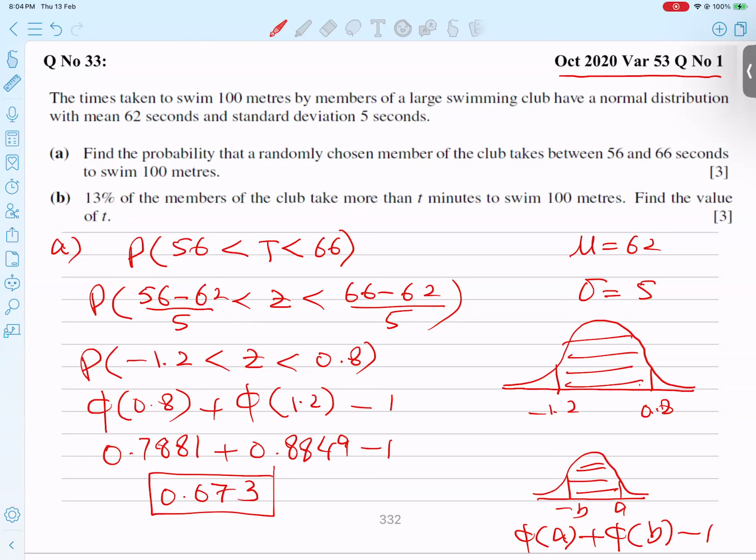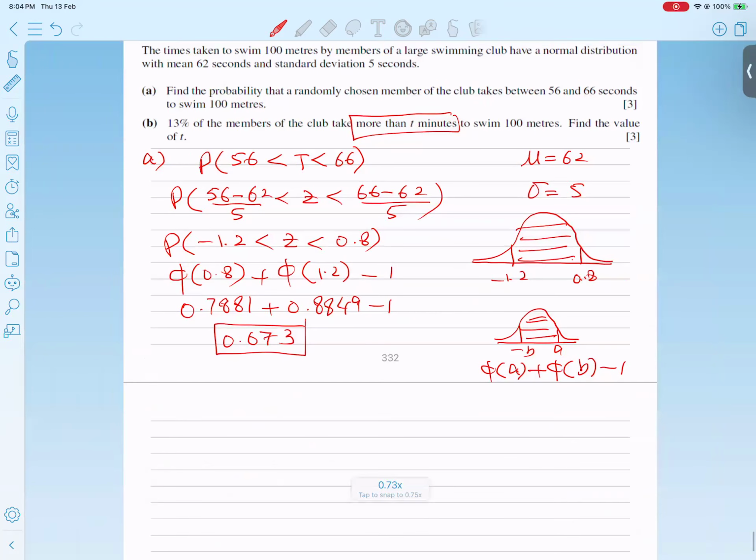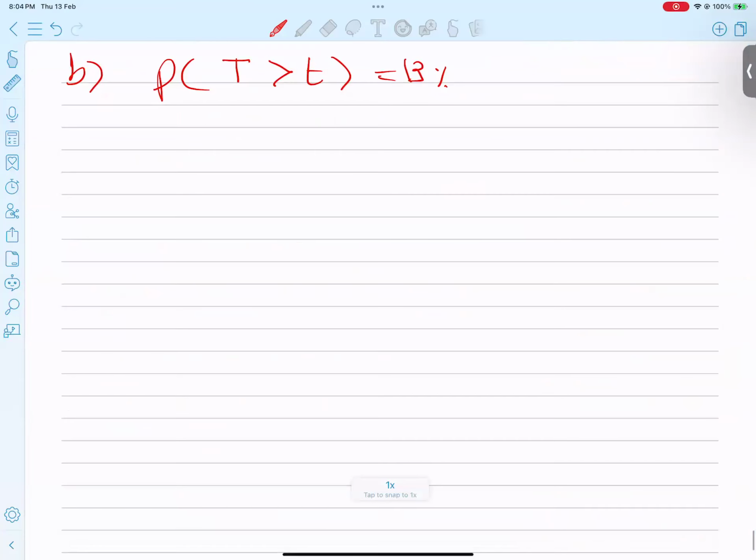I hope this part is very clear. Let's talk about the next part. 13%, or for your knowledge, percentage is also called probability. So members of the club take more than t minutes for the 100-meter race. So what is more than t minutes? How to write it? Not hard to write. The probability that time is more than t minutes equals 13%. I write z equals t minus mean over deviation equals 0.13.